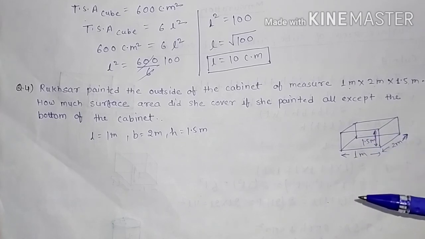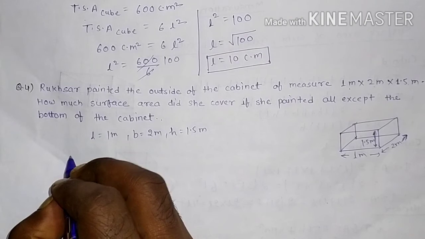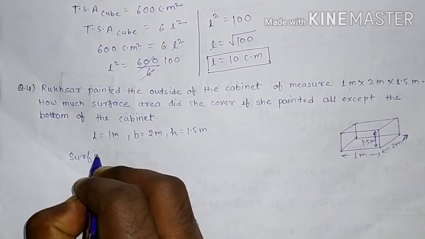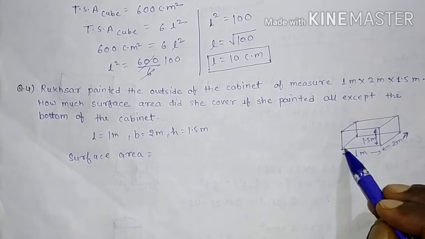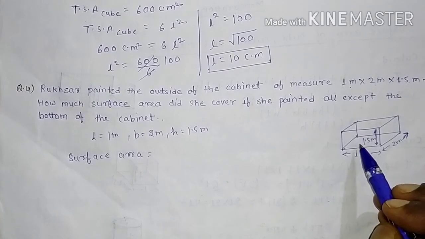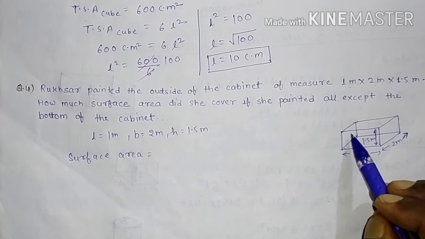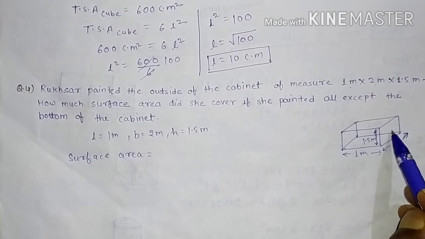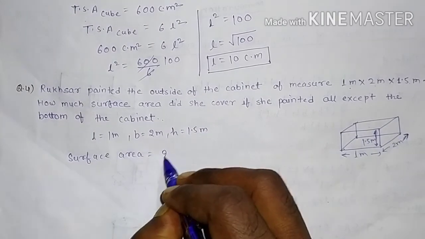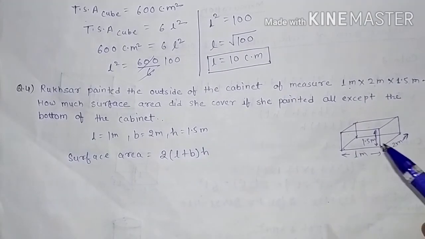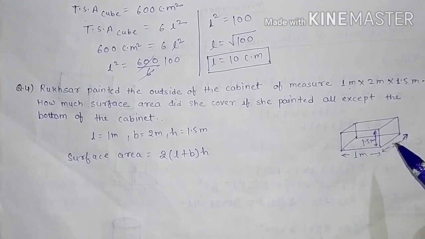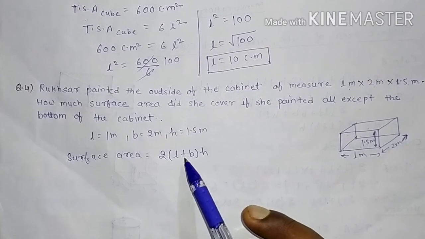So how can we find? Simply we have to find surface area except bottom surface. So the area of 4 walls of the cabinet is, the formula we know, that is 2L plus B into H. Okay, the area of 4 walls of the cabinet. This is also known as lateral surface area, and we know the formula, that is 2L plus B into H.